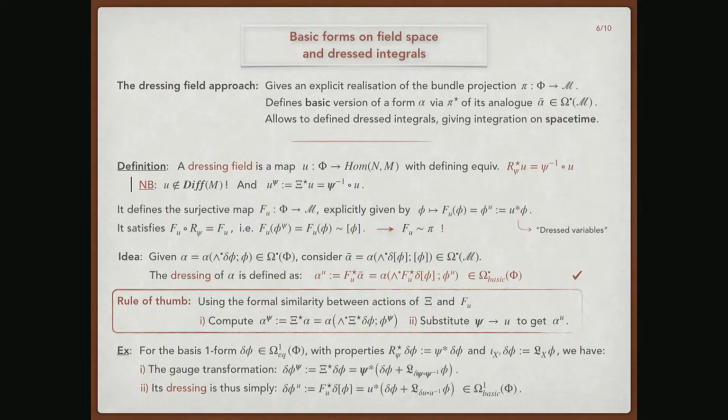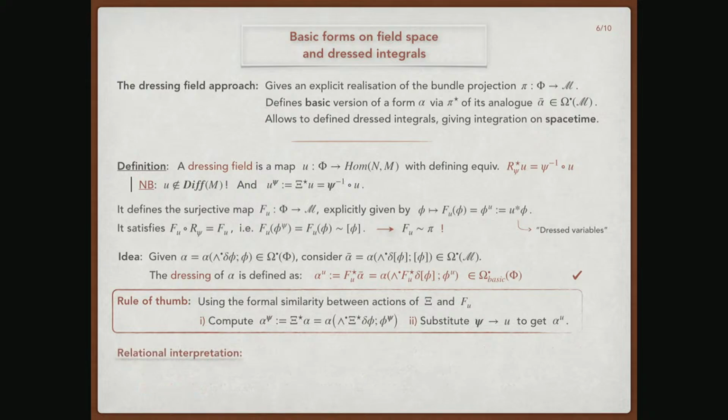So you can plug it in here, and now you have a completely systematic way to say how, given a form whose functional expression in terms of delta phi and phi I know, I get the dressed counterpart. I just take the same functional expression, and in its gauge transformation, I replace the psi by the u's.